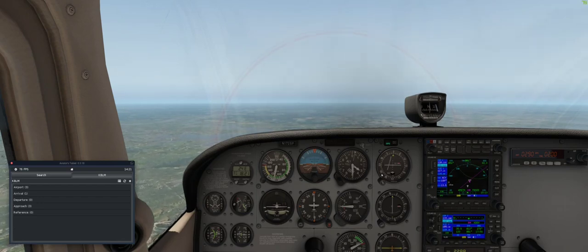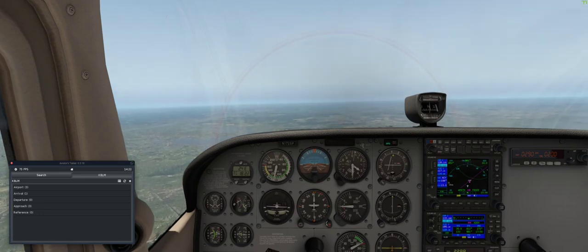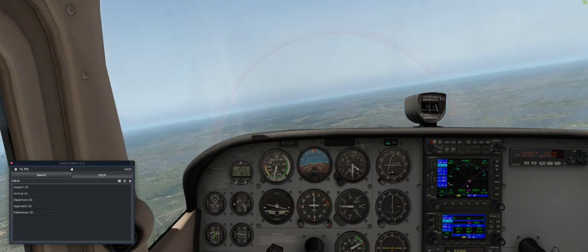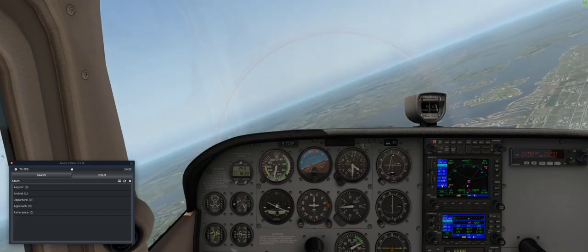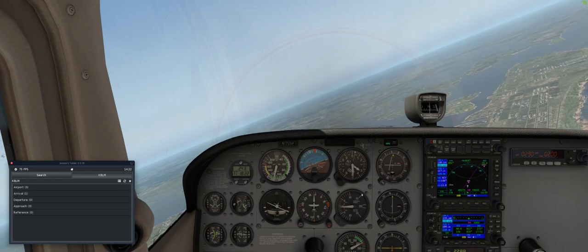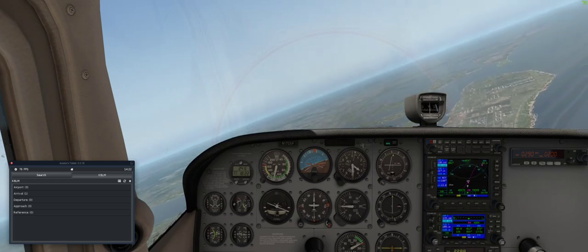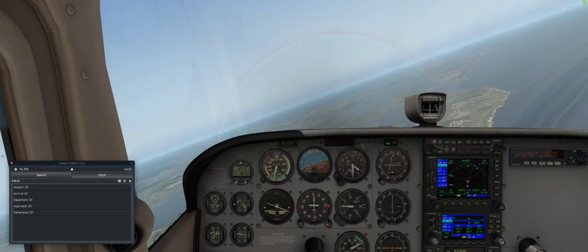And just to prove that, before we cross that radial, and you see our CDI is starting to move because we're almost on that radial again, let me get us off of that radial.